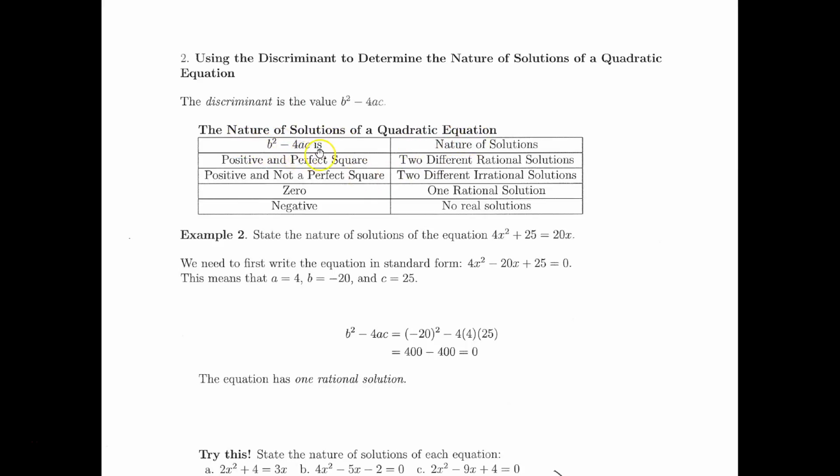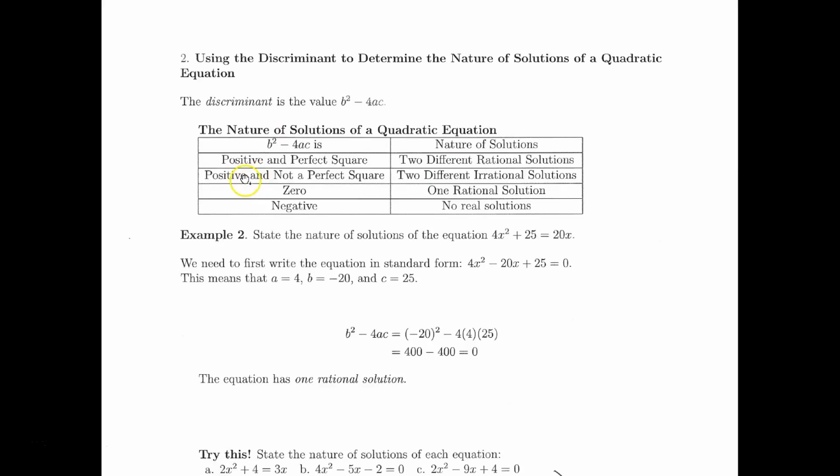So if b squared minus 4ac is a perfect square and a positive number, what will happen is we will get an integer. We'll have plus or minus an integer. And so what will happen is we'll get two different rational solutions for that equation.